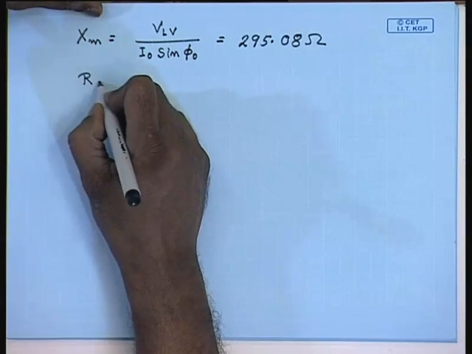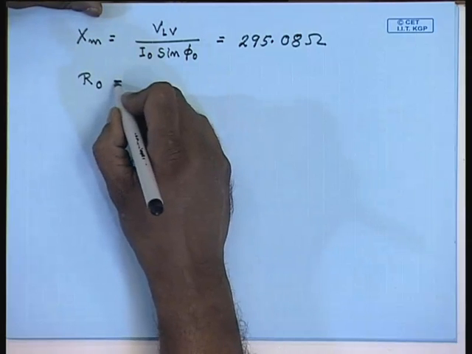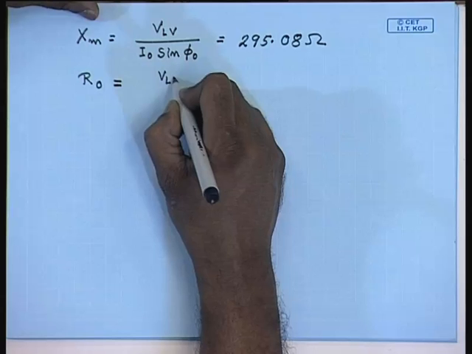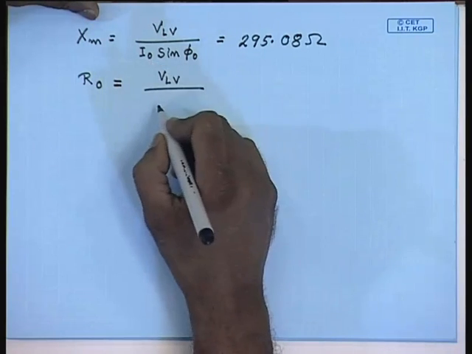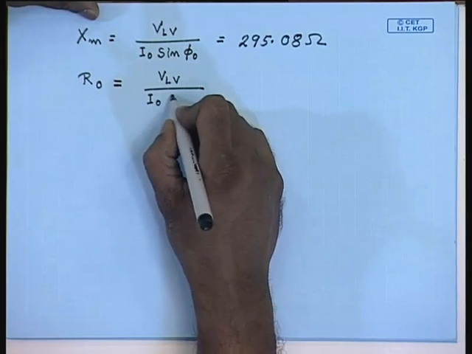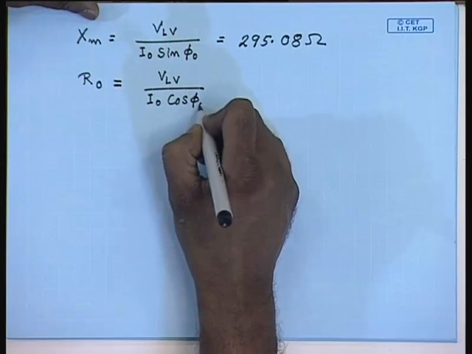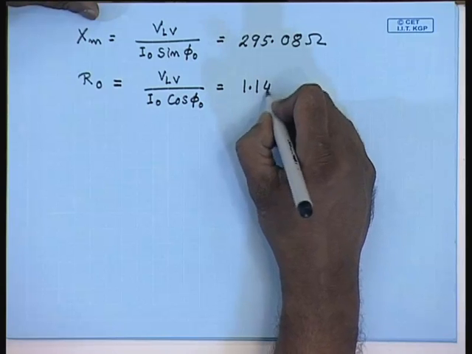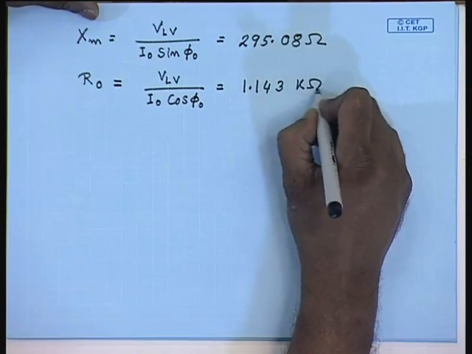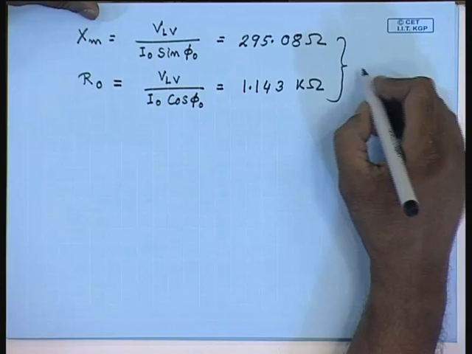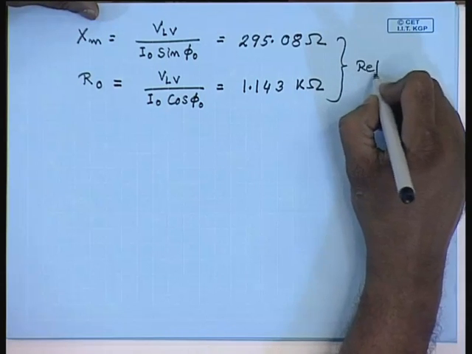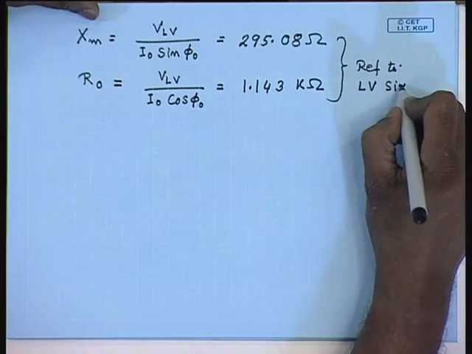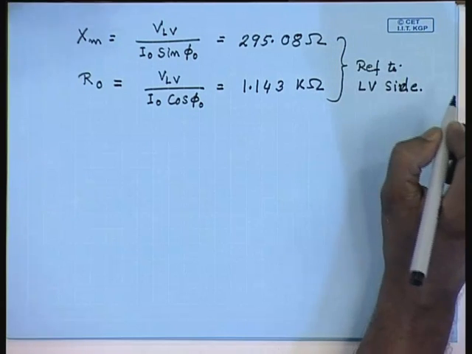And R0 equals VLV by I0 cos phi 0, this comes to 1.143 kilo ohm. It should be remembered that both these values are referred to the LV side, since that is where the test was performed.